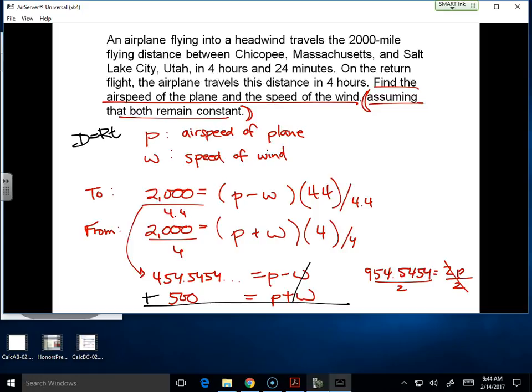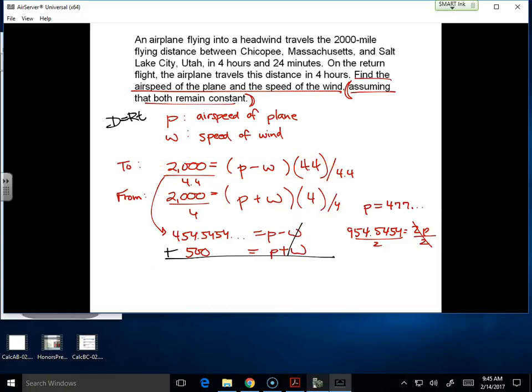What does my P end up equaling? My plane speed is 477.6-something miles per hour. And if I know P, the plane airspeed, what can I do? Do I have something to plug into? Sure I do. I can do that one, but that one has 4.4. This one seems a whole lot nicer to plug into and solve.